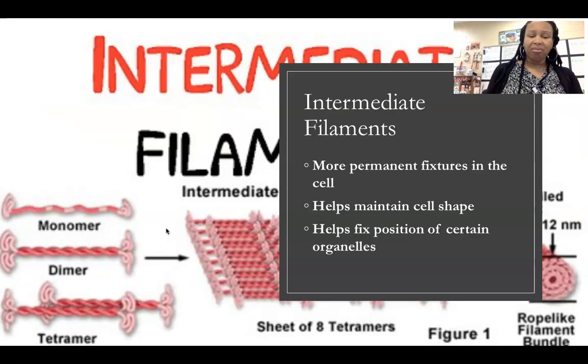All right. Our next set of not microtubules. Next important, the intermediate filaments. I'm sorry, it's morning. Forgive me.